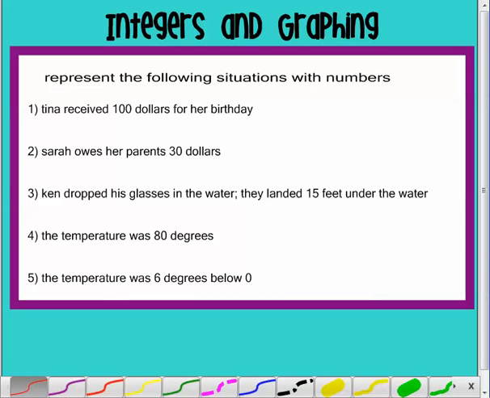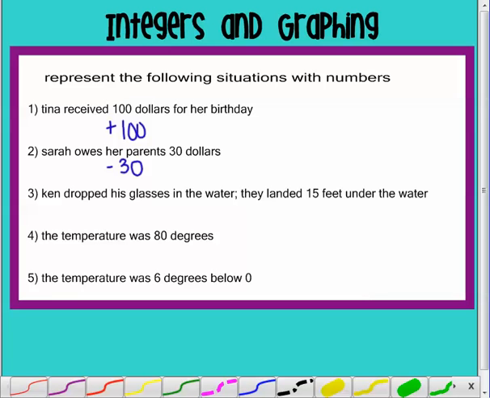Let's look at some other situations that can be represented with integers. If Tina receives $100 for her birthday, well, that's definitely a positive. That's a good thing. That is a gain for Tina. So that's a +100. If Sarah owes her parents $30, that means that she didn't have $30 that she actually spent. So she's in debt. So when somebody talks about a debt, that's a negative. So Sarah is in debt $30, or she has a -30 balance.